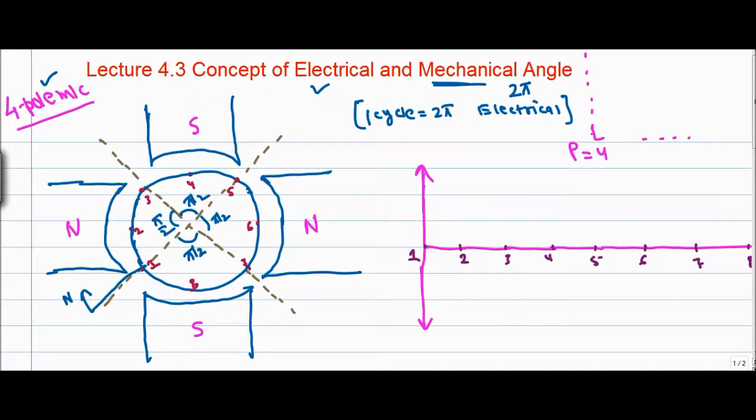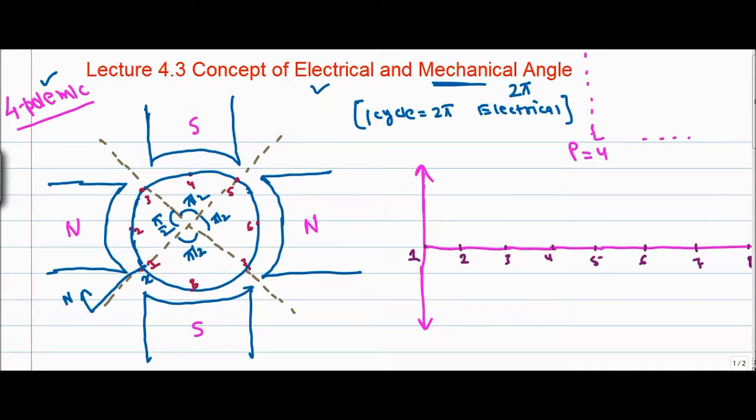In lecture number 4.2, we discussed that for the conductor X, which is rotating, if it comes under point 2, it has a maximum induced EMF. If it comes under point 4, it has a maximum induced EMF but in the negative direction. So under the maximum north or maximum south, the conductor has a maximum induced EMF, and similarly at points 1 and 3, there is zero induced EMF.